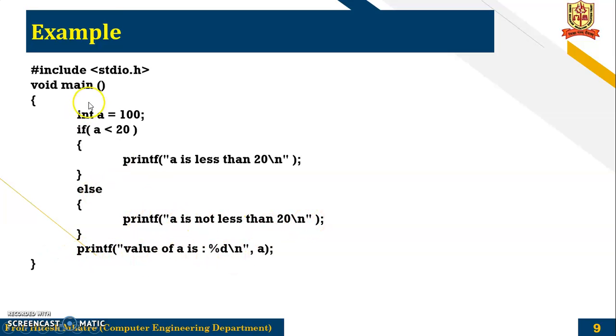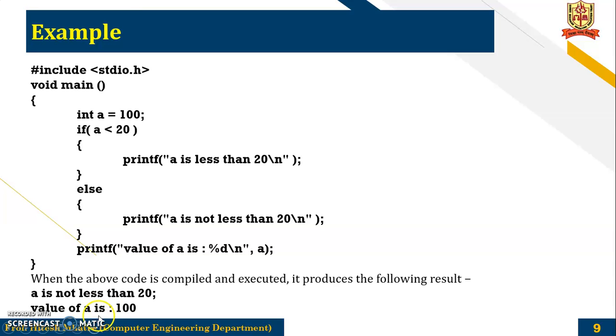So a is equal to 100, so you can see 100 less than 20, so no, the condition is false, so it will not display this particular line. It will go to the else part, that is "a is not less than 20". So we can see here that the value of a is not less than 20. So once you execute this program, the output is "a is not less than 20" and "the value of a is 100".